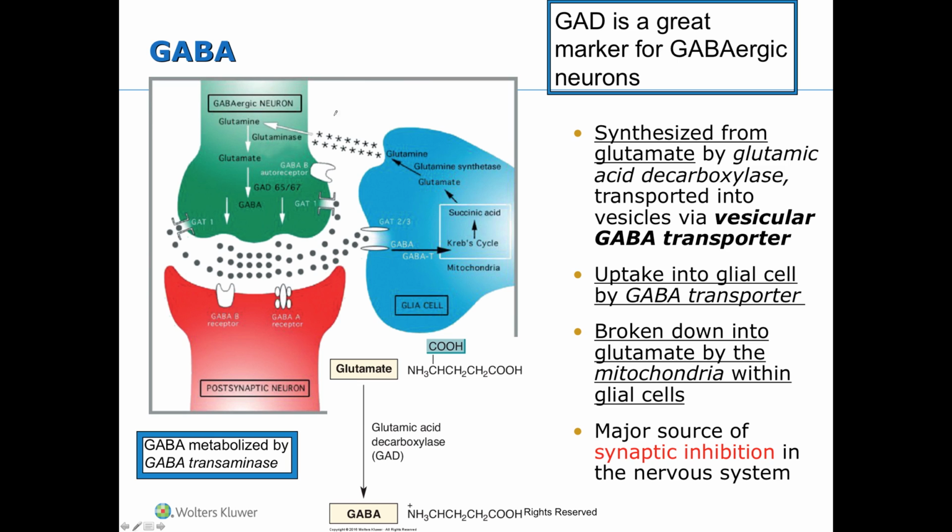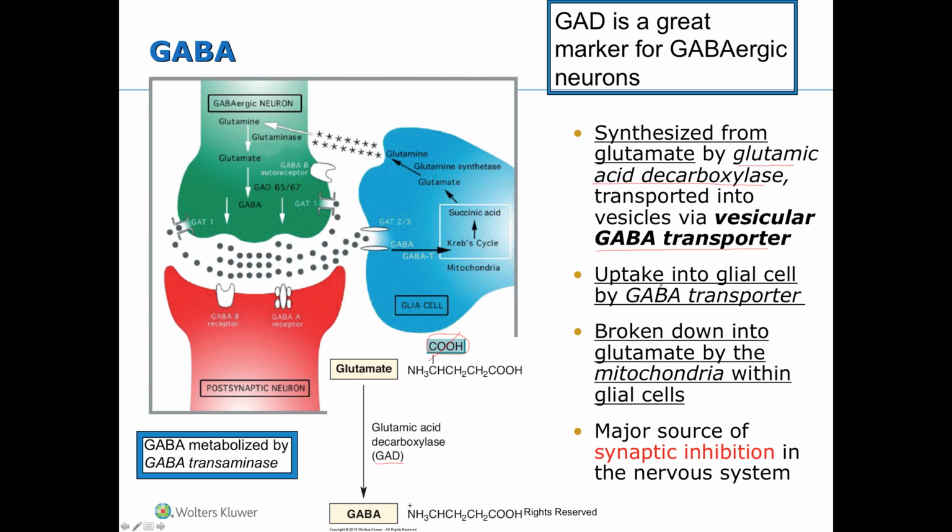GABA is a product of glutamic acid decarboxylase acting on glutamate. So the major inhibitory neurotransmitter of the nervous system is actually a product of enzymatic activity done on glutamate. It is synthesized from glutamate by the enzyme glutamic acid decarboxylase. Essentially what you're doing in this chemical reaction is decarboxylating the glutamate. This is transported into vesicles via the vesicular GABA transporter.